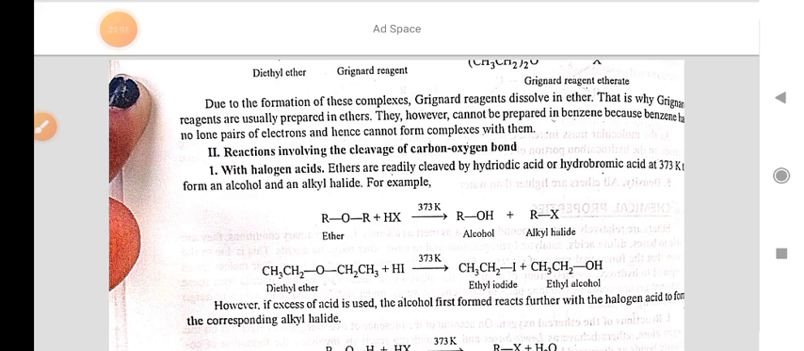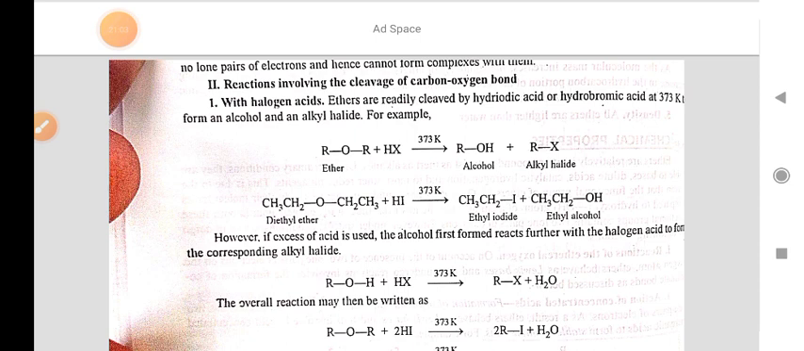with them. Reaction involving the cleavage of the carbon-oxygen bond with halogen acids. Ethers are readily cleaved by hydroiodic acid or hydrobromic acid at 373 Kelvin temperature to form an alcohol and an alkyl halide. For example, ethers give alcohol and alkyl halides on reaction with hydrohalic acids at 373 Kelvin. For example, diethyl ether on reaction with hydroiodic acid gives ethyl iodide and ethyl alcohol.